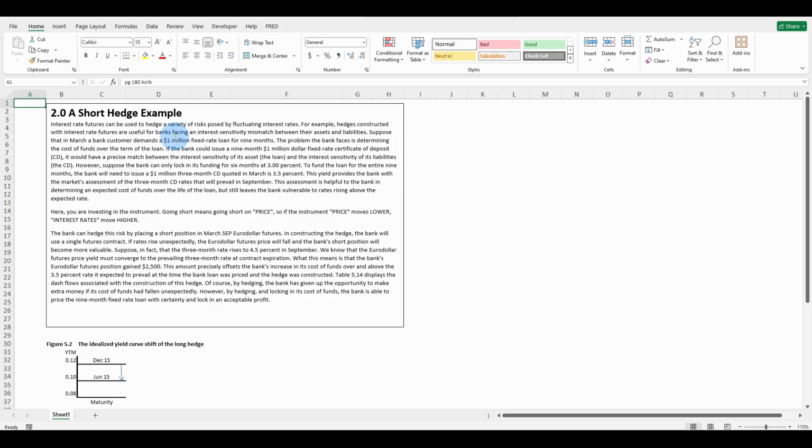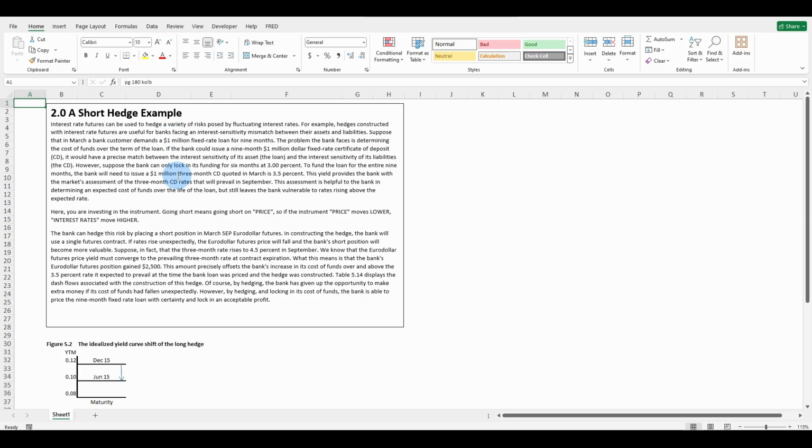The problem the bank faces is determining the cost of funds over the term of the loan. If the bank could issue a 9-month, $1 million fixed rate certificate of deposit, it would have a precise match between the interest sensitivity of its asset, the loan, and the interest sensitivity of its liabilities, the CD. However, suppose that the bank can only lock in its funding for 6 months at 3%.